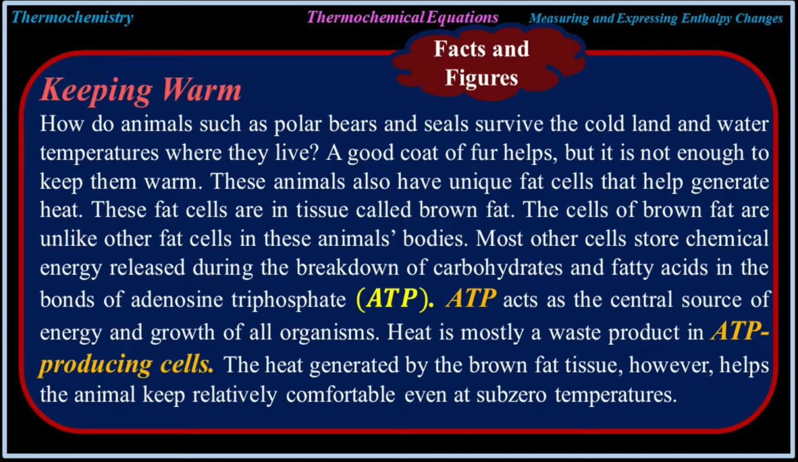Most other cells store chemical energy released during the breakdown of carbohydrates and fatty acids in bonds of adenosine triphosphate, ATP. ATP acts as the central source of energy and growth of all organisms. Heat is mostly a waste product in ATP producing cells. The heat generated by the brown fat tissue, however, helps the animal keep relatively comfortable even at sub-zero temperatures.